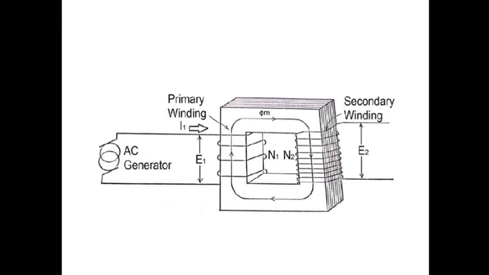This is transformer core. This is primary side and this is the secondary side. Suppose I1 current flowing at primary winding, as a result magnetic flux will be induced at transformer core, that is moving in clockwise. As a result, secondary current will flow at secondary side.